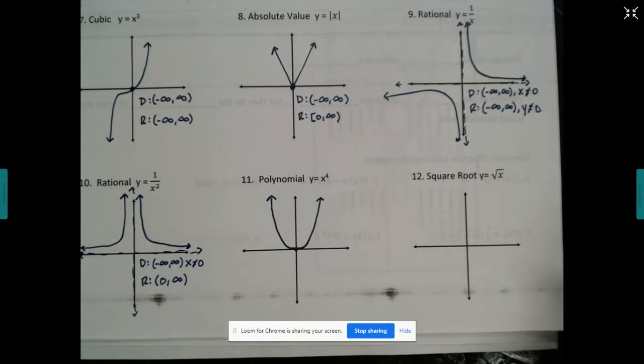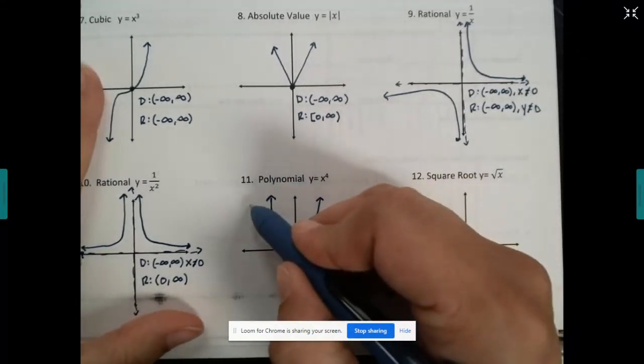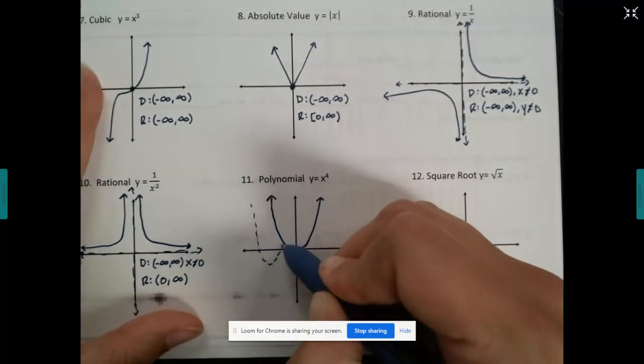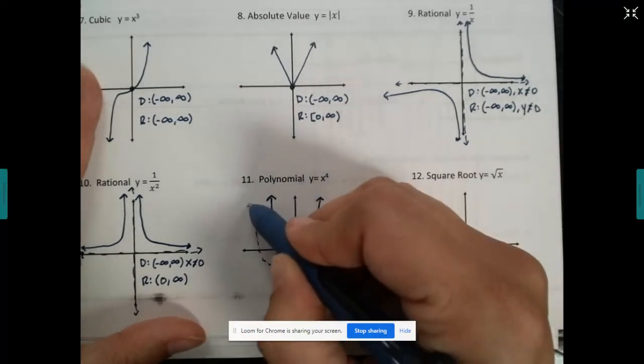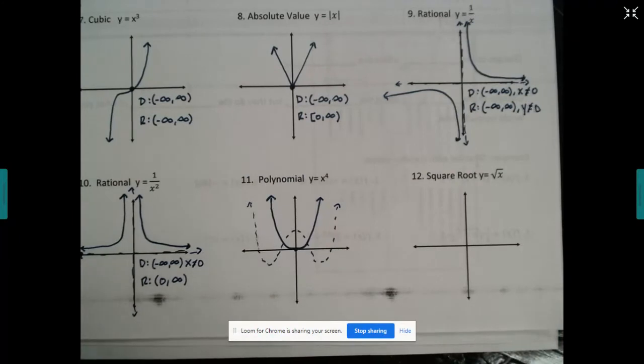But the thing about a polynomial is whatever your exponent is, that's the maximum number of times it can cross the x-axis. So when you have an x to the fourth, it could also look something like this. And more times than not, that's kind of what it looks like. So it's got those two little humps in the middle.